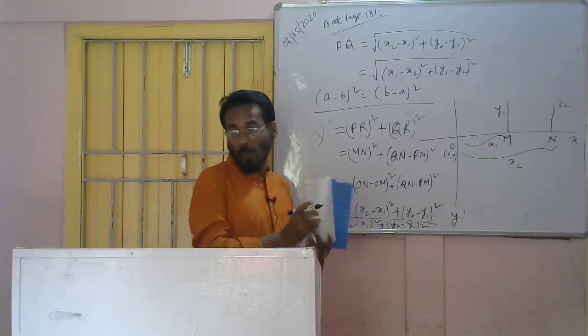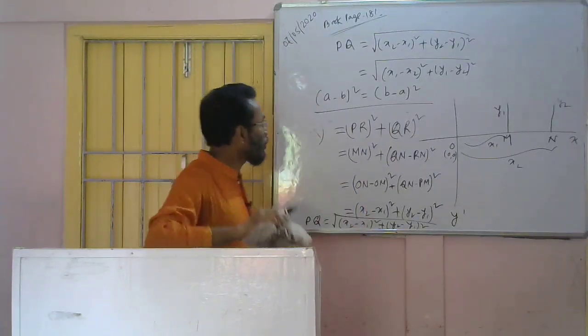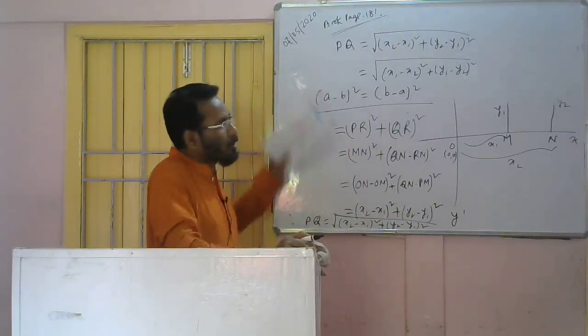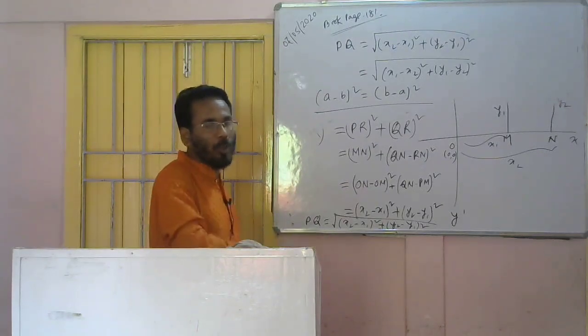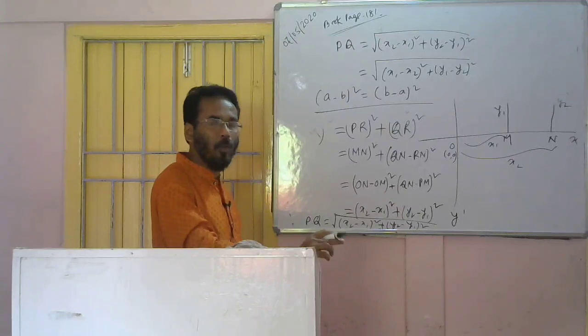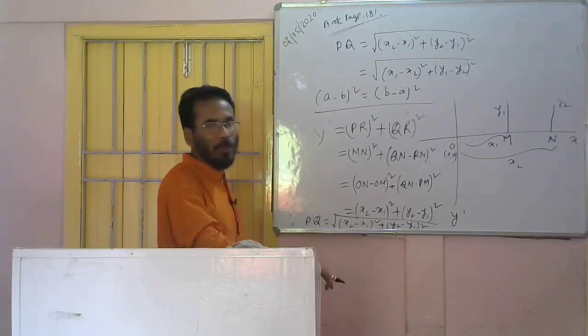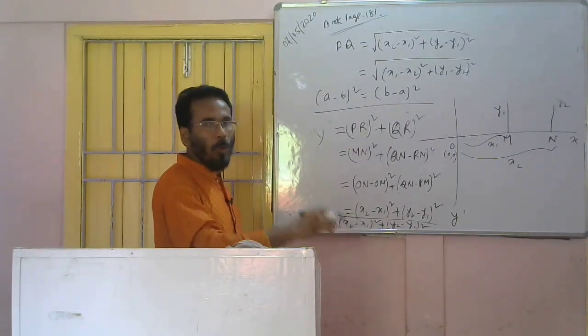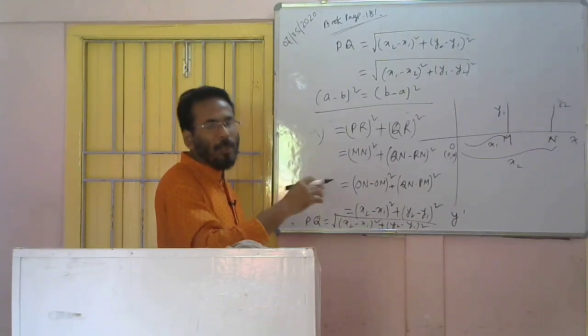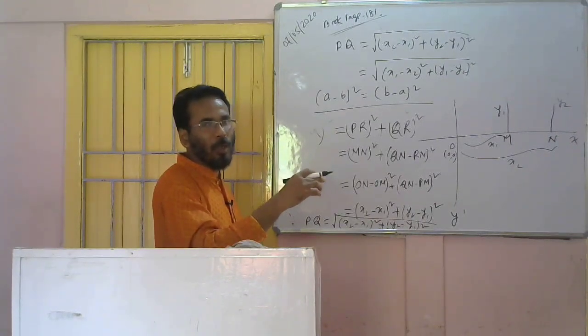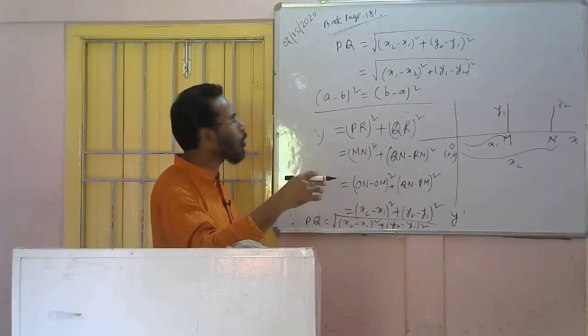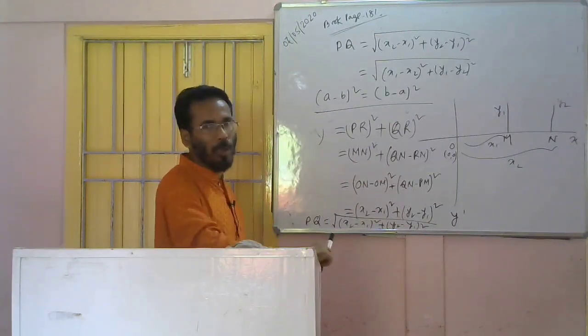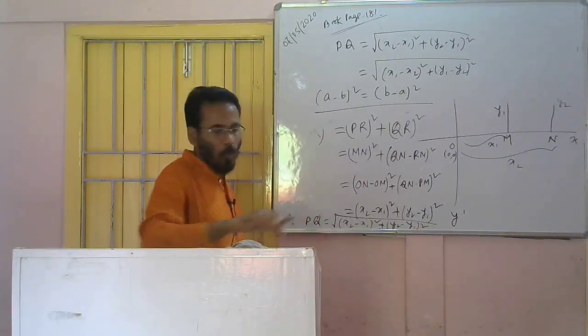Now the most important concepts: the first concept is that the distance from the origin to any point is root over x square plus y square, and the second concept is that the distance between any two points, P x1 y1 and Q x2 y2, is root over x2 minus x1 whole square plus y2 minus y1 whole square.